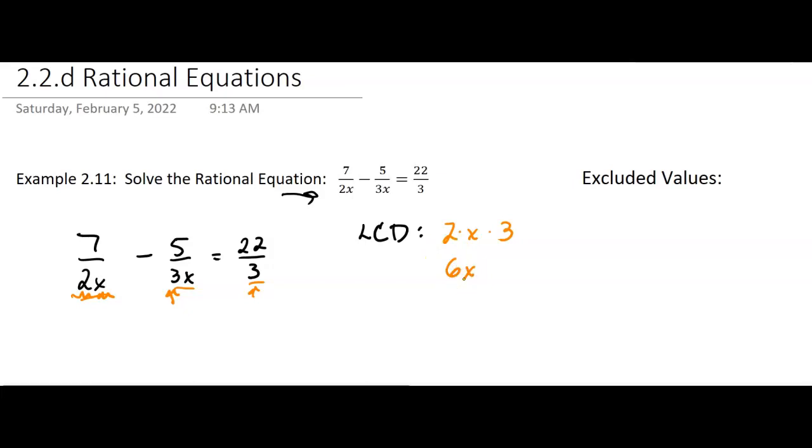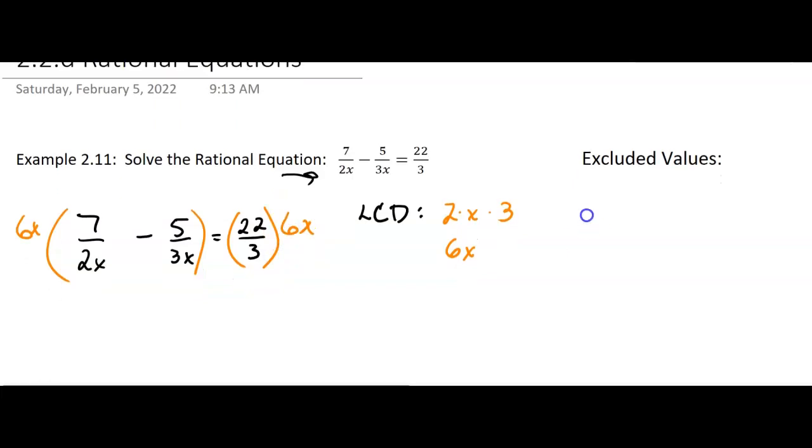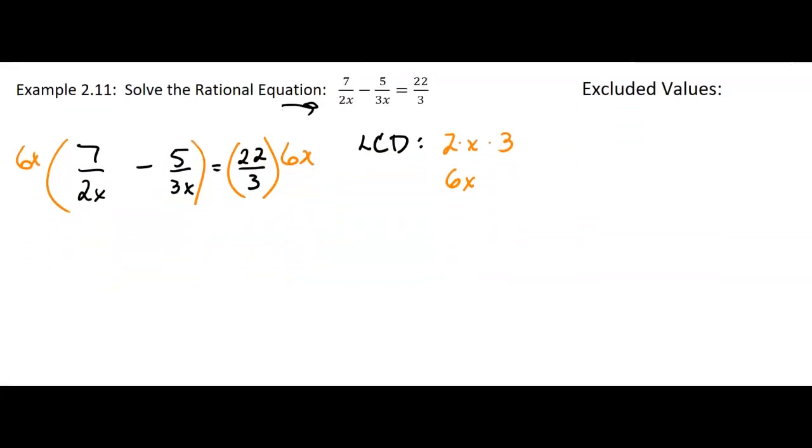Now, what I'm going to do with that 6x, get rid of my lines here, I'm allowed to multiply an equation by whatever I want as long as it's not 0. And so I'm going to multiply this side by the LCD, which is 6x. And then I'm going to multiply this side by 6x. And then a wonderful thing's going to happen. All right, so first we're going to distribute here.